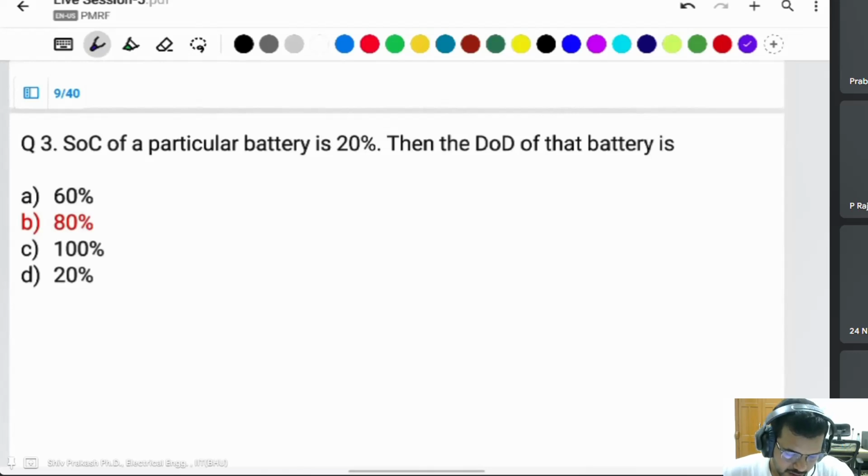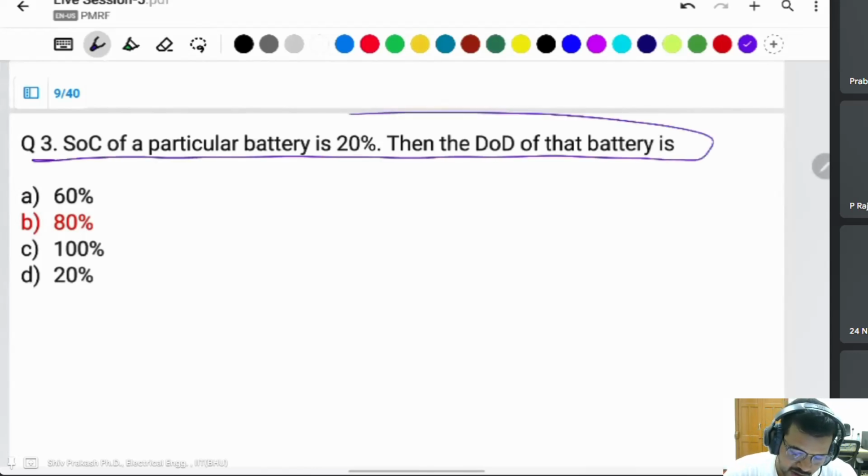So, question number three: the SOC of a particular battery is 20%, then what is the DOD of the battery? For a 100% battery, at 20% SOC, the DOD is 80%. It will charge. But you can't directly say 80%. This question is given in ideal cases. You can say this is the DOD of 80%, but in practical cases, some practical things are applied.